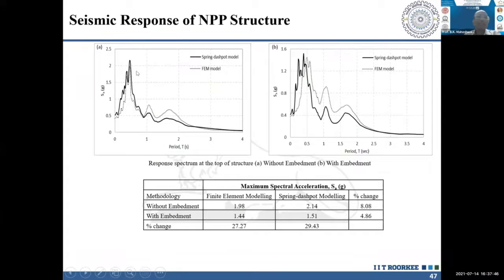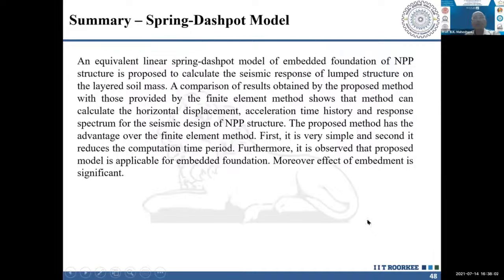Now this is for Sa by g for different time periods using spring models, dashpot models, and FEM models. So the results are very close. Particularly, if you see, the trend using both the models is quite the same, though there is a difference in the peak values, which is expected, because the differences are coming 8% to 4%.